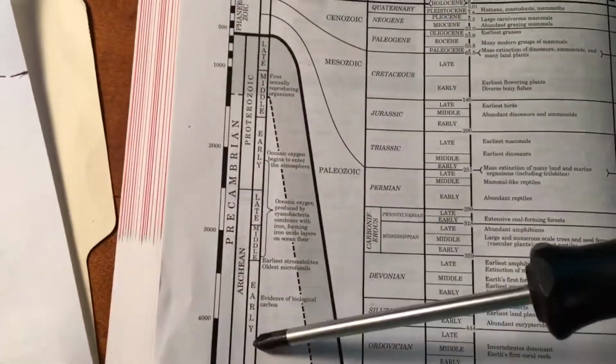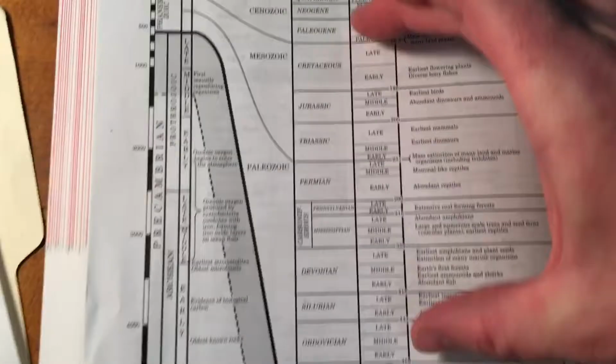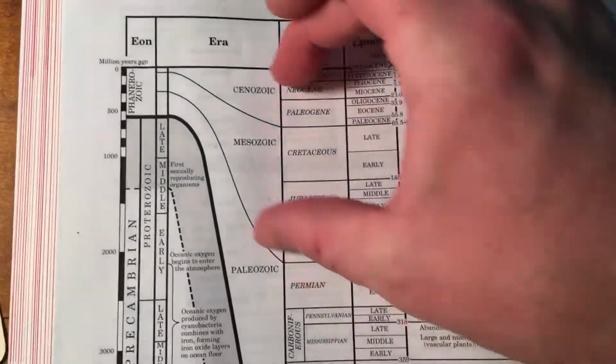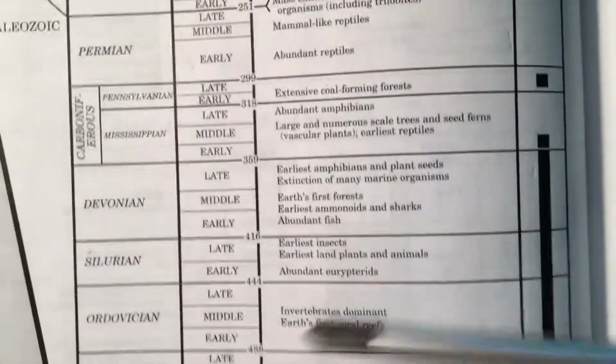But remember, most of Earth's history is in that chunk, but most of this reference table is in that chunk. So make sure you just use those little tiny numbers right there. You'll be good.